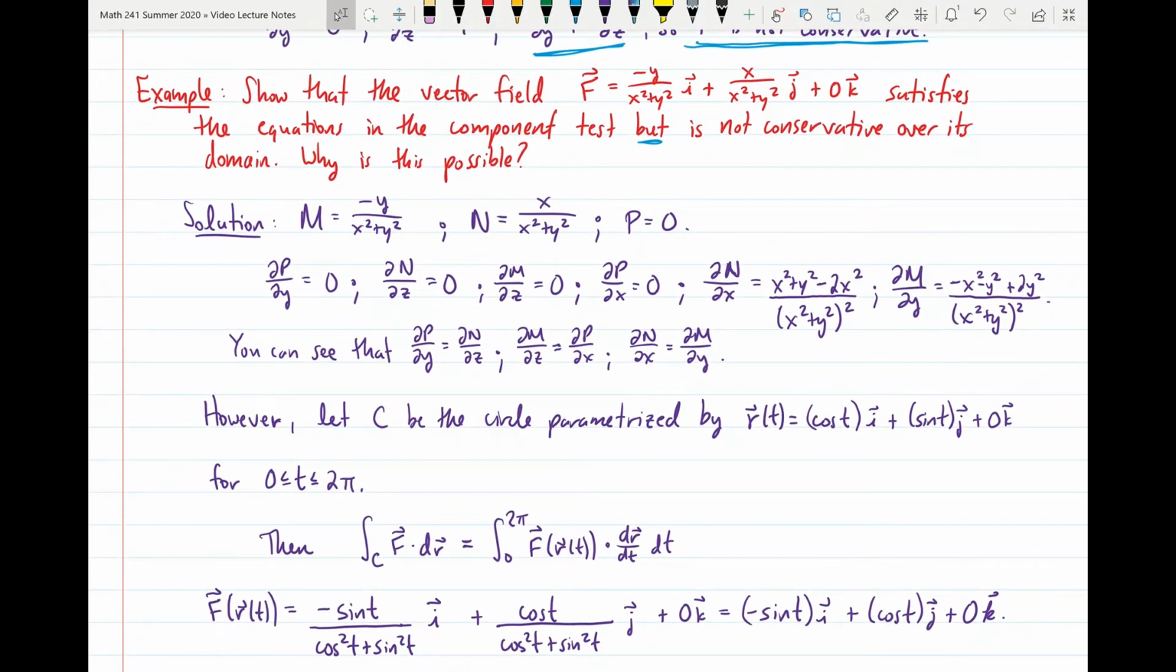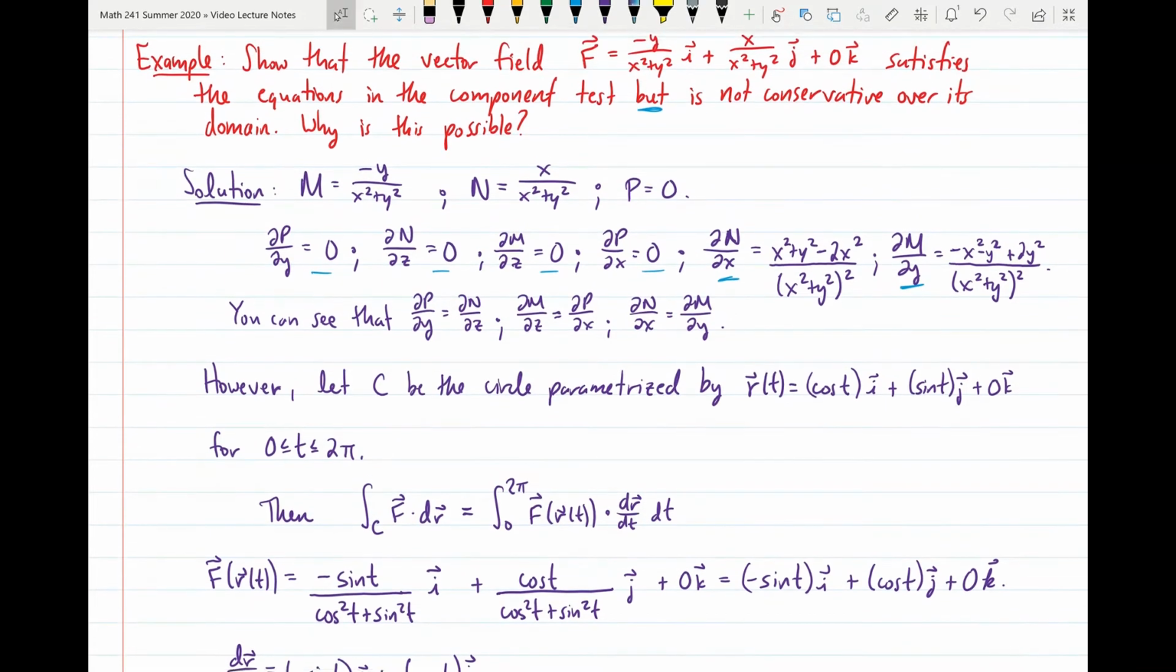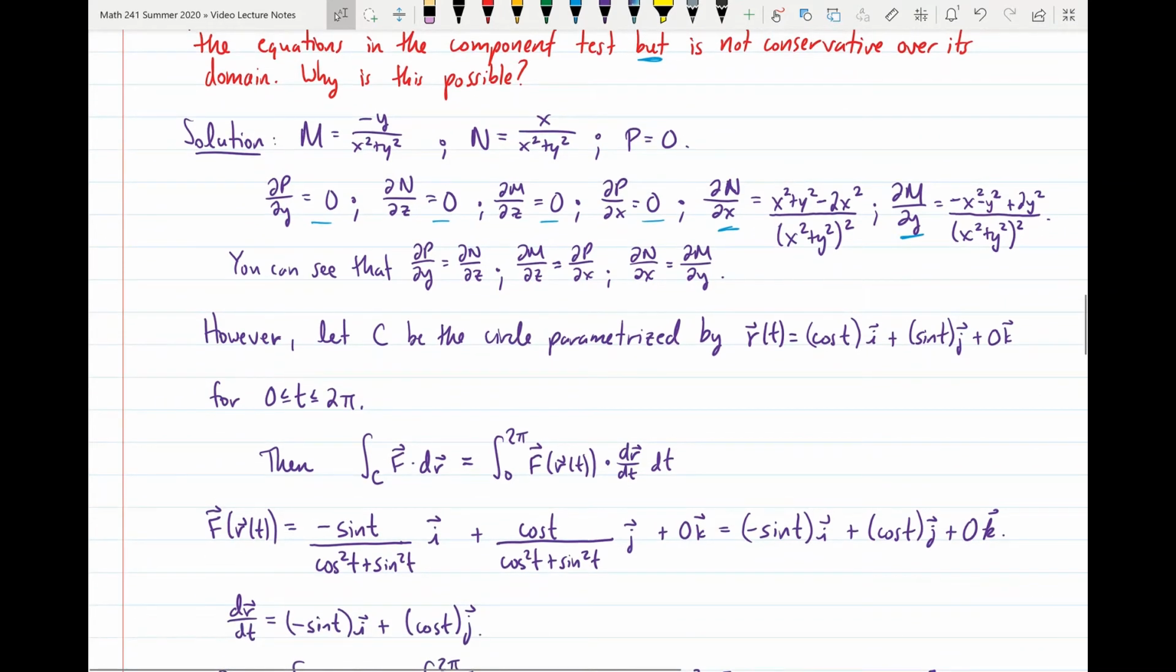So again, from our vector field, we have that the component function m is equal to -y over x squared plus y squared, n is equal to x over x squared plus y squared, and p is equal to 0. And then we can take all of the appropriate partial derivatives here. We have a bunch of zeros showing up. The only interesting partial derivatives are the partial derivative of n with respect to x and the partial derivative of m with respect to y. We need these to be equal to one another in order for the component test to hold here, and we find that they do equal one another.